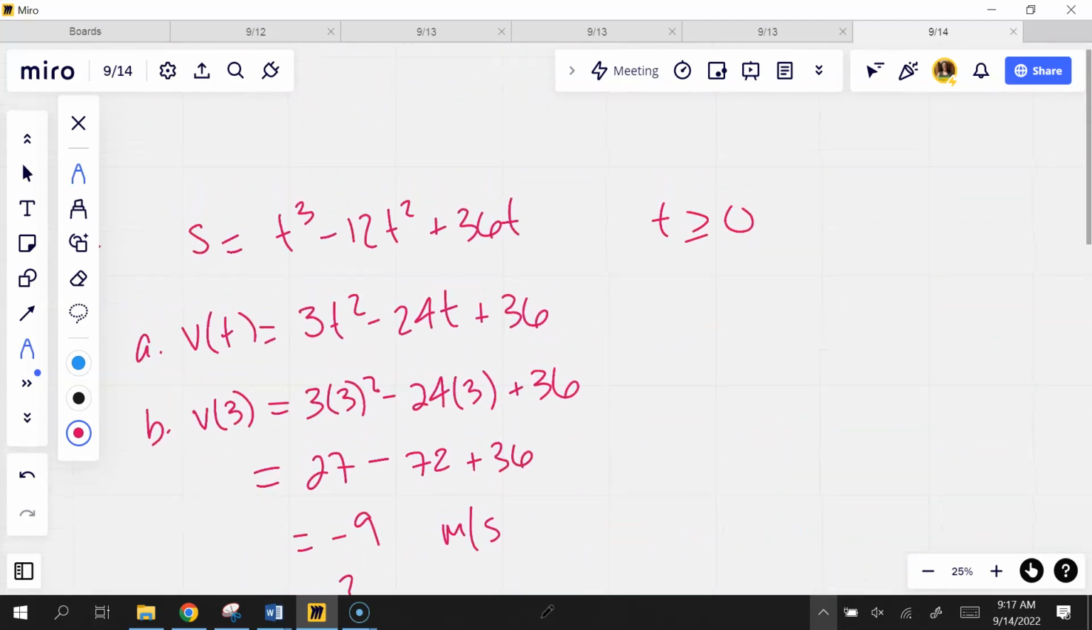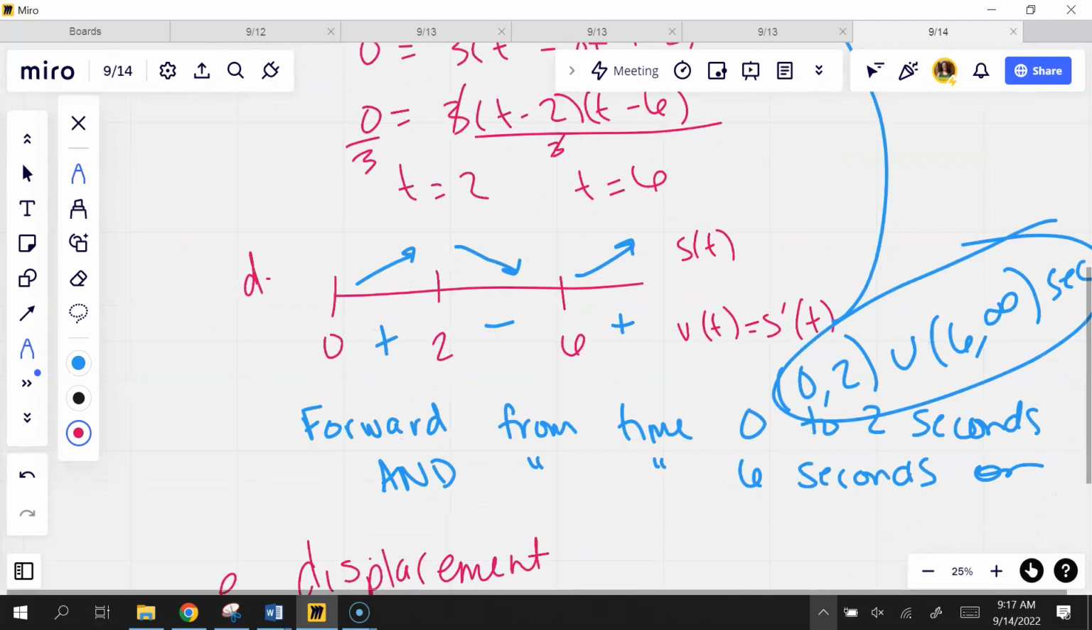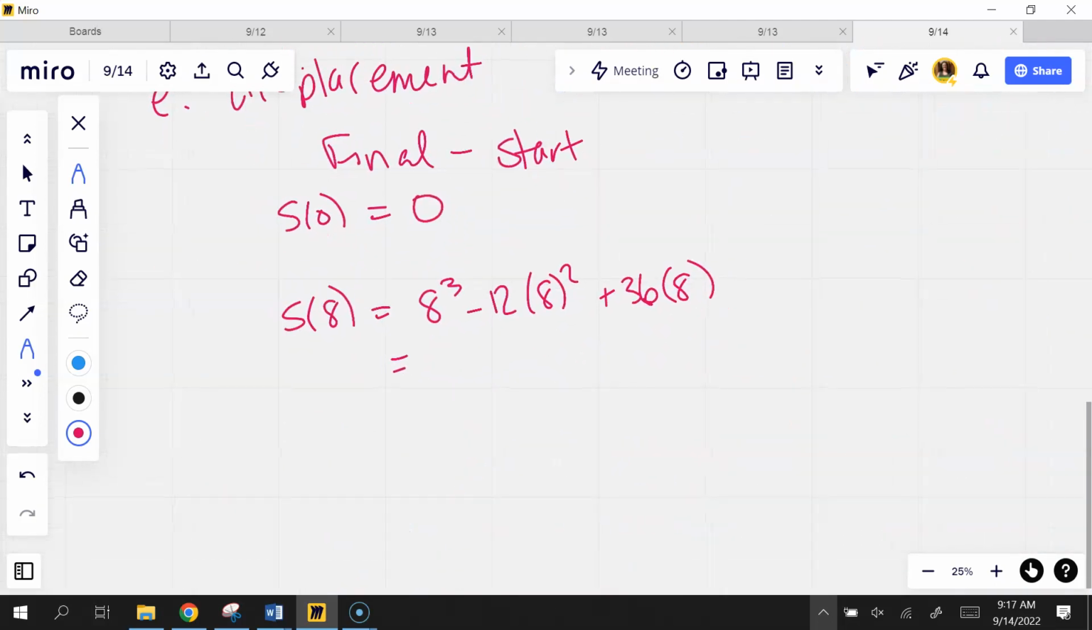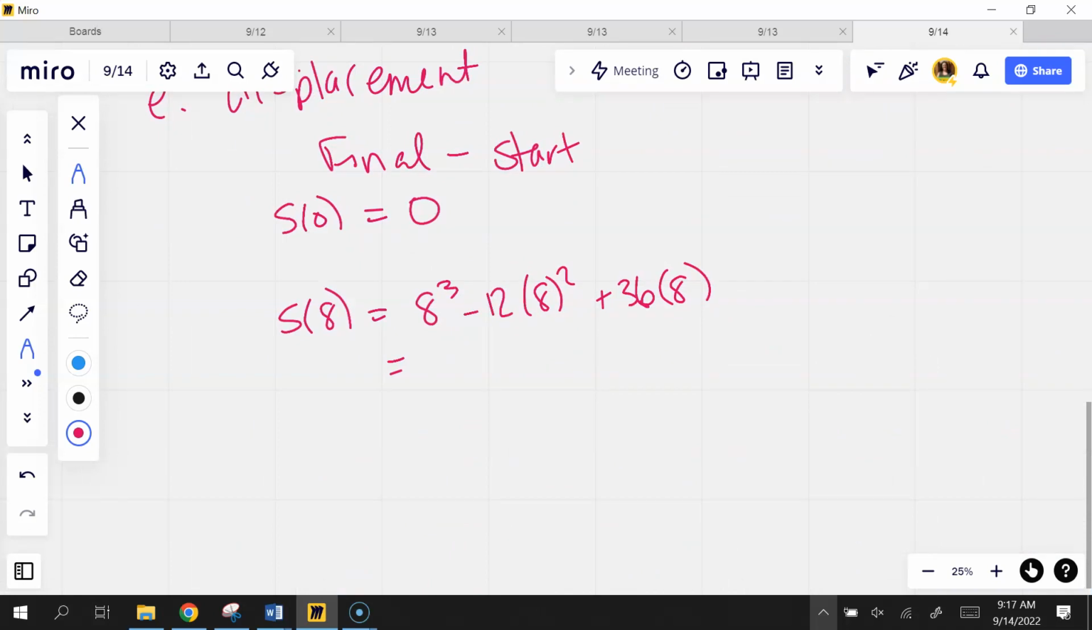That original equation is just there. Anybody? I don't have my calculator on me. 8 cubed minus 12 times 8 squared plus 36 times 8. Oh, thank you. 32. That's okay. 32 meters. So what's my displacement? My change in S is 32.